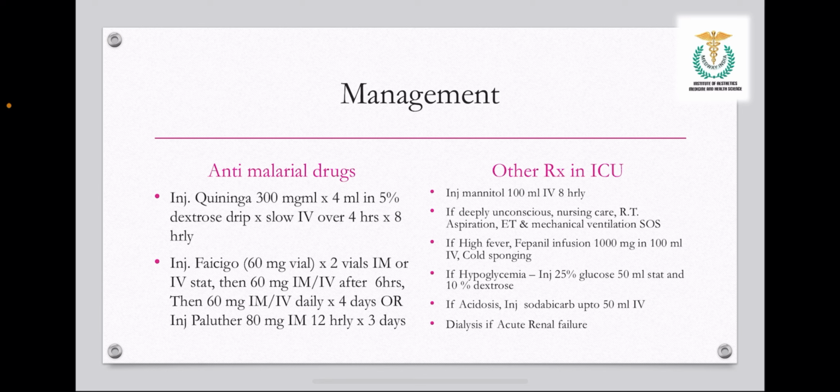And there are other treatments you can do in the ICU. That is, you can prescribe injection mannitol 100 ml IV 8 hourly to reduce cerebral edema. And if deeply unconscious, nursing care, RT aspiration, ET and mechanical ventilation SOS. And if high fever, you can advise Fapanyl infusion 1000 mg in 100 ml IV. Cold sponging also can be done. If convulsions, you can advise injection Calmpose 2 cc IV stat and SOS, and ventilator with muscle relaxant if repeated convulsions are present. In case of hypoglycemia, injection 25% glucose 50 ml stat and 10% dextrose drip.